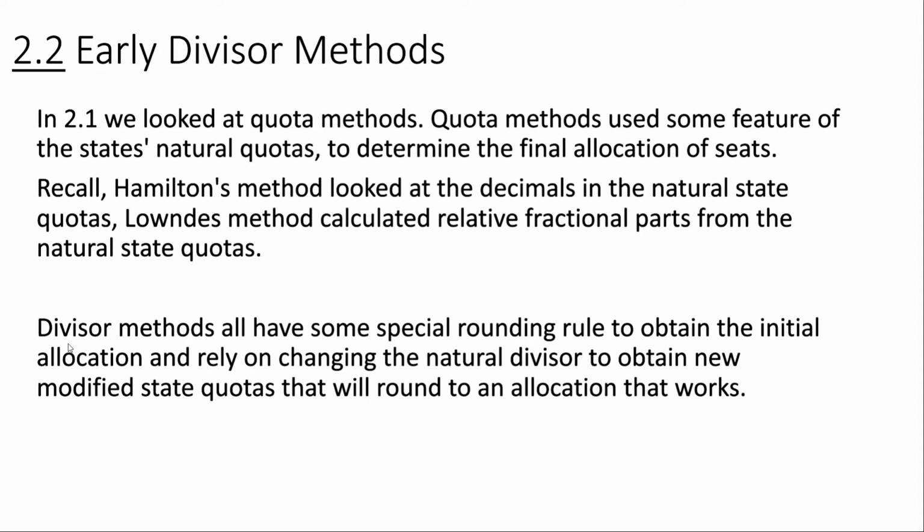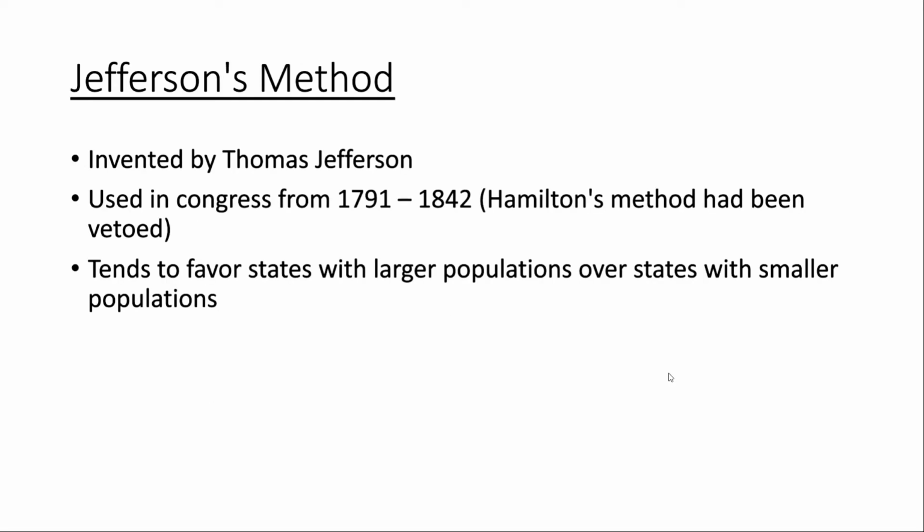With divisor methods, we'll see that they all have some special rounding rule to obtain the initial allocation, and they rely on changing the natural divisor to obtain new modified state quotas that will round to an allocation that works, using whatever special rounding rule the particular method has. The first divisor method we're going to look at is Jefferson's method.